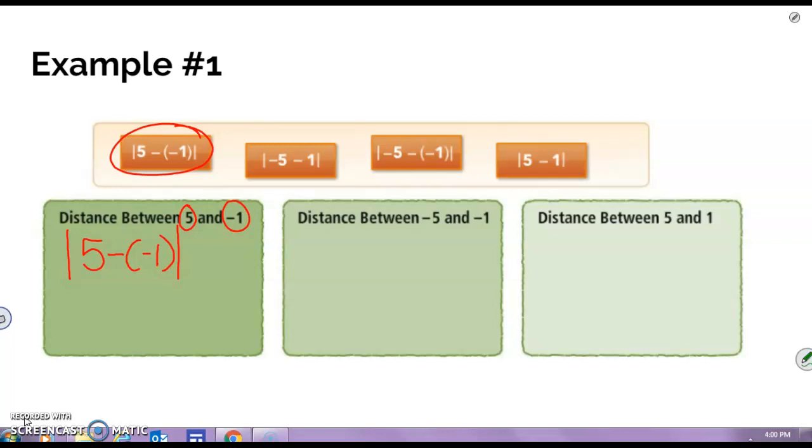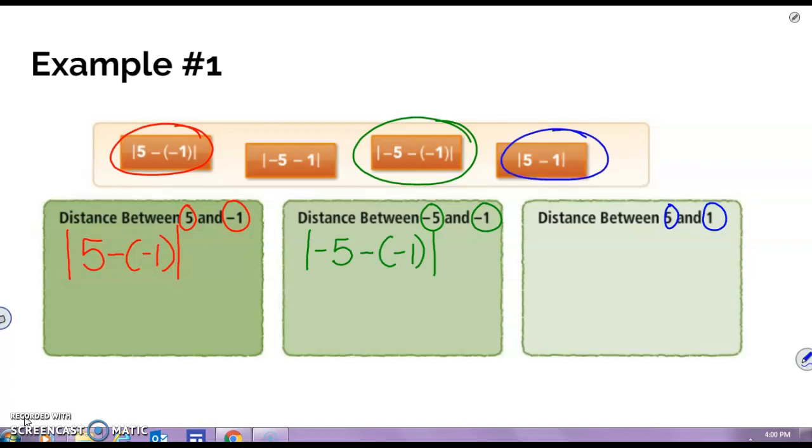The second problem reads distance between -5 and -1. This problem right here deals with the absolute value of -5 and -1. So the absolute value of -5 minus -1. The last one says distance between +5 and +1. We see that one here. That's the absolute value of 5 minus 1. The first step is to identify how you would write these problems in absolute value form.